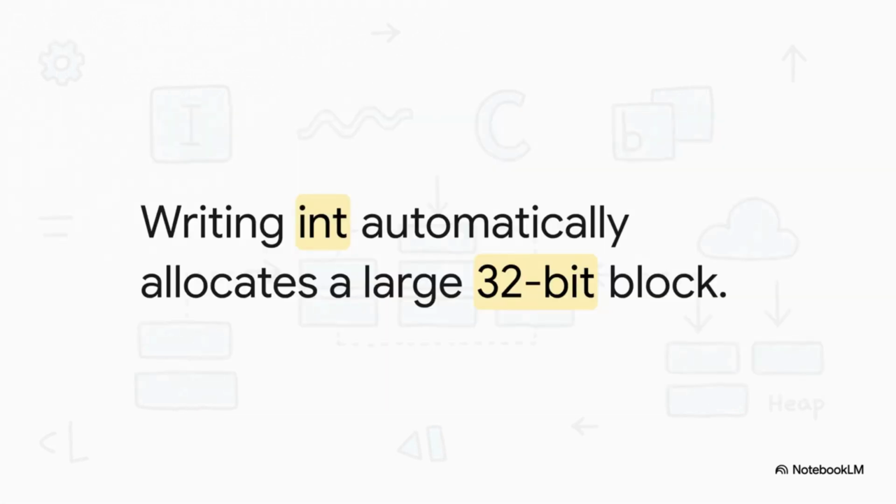Now, contrast that tiny single byte with an integer. If you write int roll_number, the system instantly recognizes the int data type and automatically carves out a much larger block of 32 bits, which is 4 bytes. That space is now ready to store a much longer sequence of zeros and ones to represent a whole number.